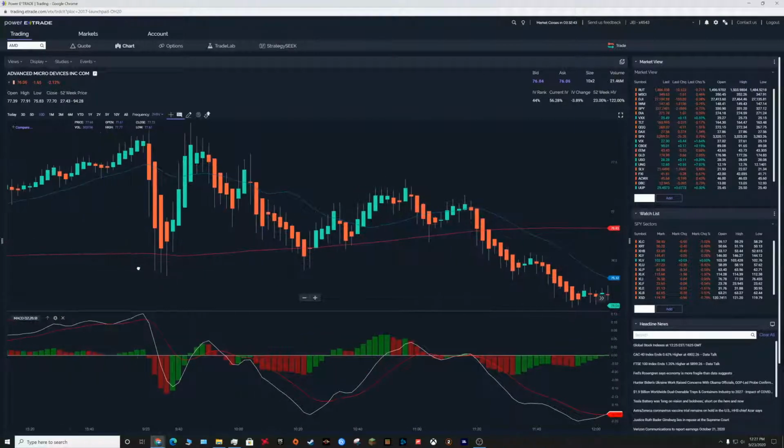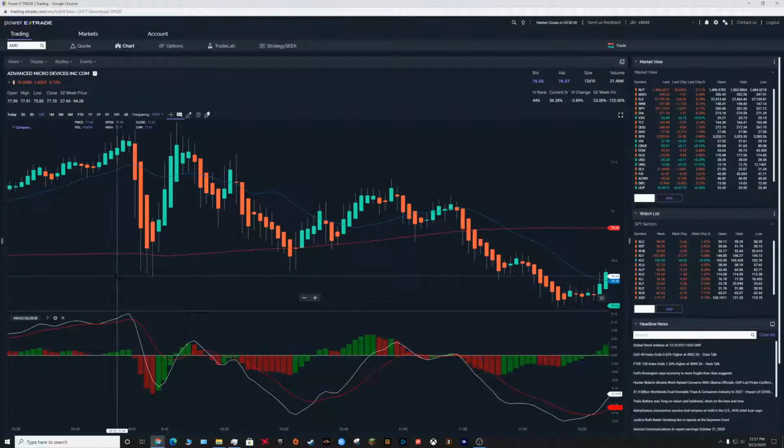So yeah, that's just a quick rundown, a brief showing of how you can utilize the 20 period moving average, the 200, and the MACD to find trading opportunities.